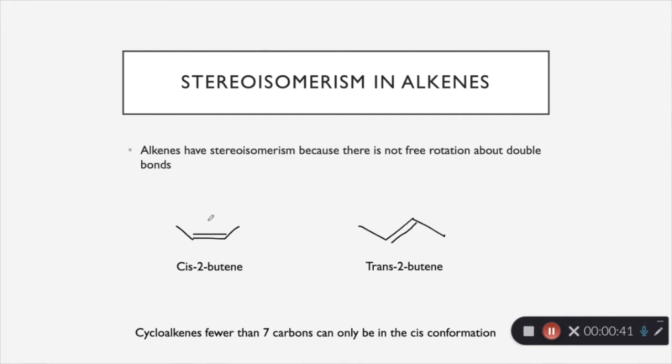If I were to draw a line down the middle of this double bond, you can see that this methyl is going up and this one is going down. But for this one, for cis, they're both going up. Also, I wrote a note down here: cycloalkanes with fewer than 7 carbons can only be in the cis conformation. That's not super important to this video, but it is something that you need to keep in mind.